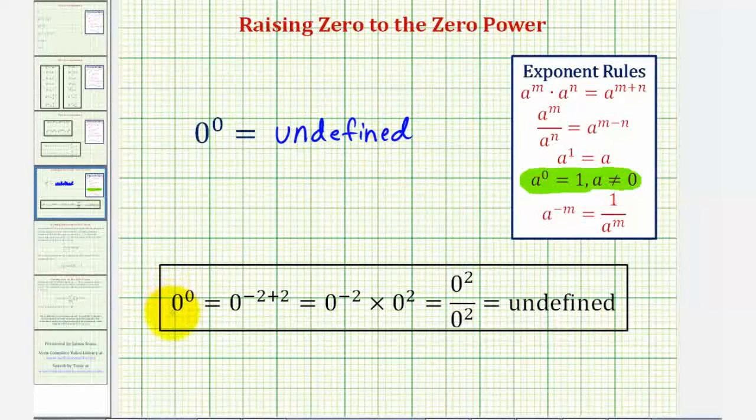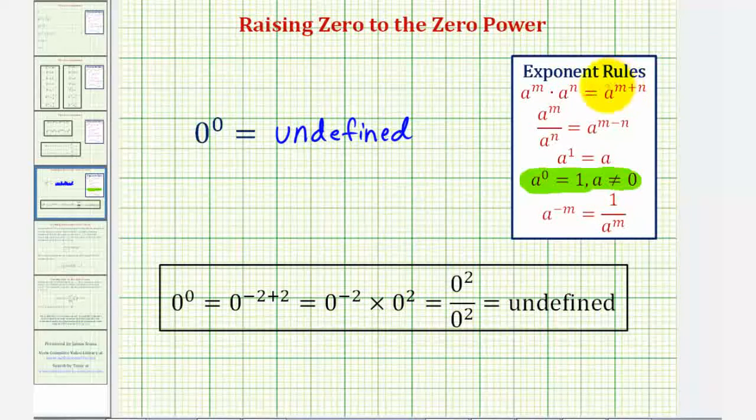Let's start by considering 0 raised to the power of 0, which we can rewrite as 0 to the power of negative 2 plus 2, since this sum is still 0. We could actually use any opposites that we wanted to. Let's just use this as an example. Now if we apply the product property of exponents seen here, since we have a sum of exponents, we can write this as a product where the bases are the same. So we can write 0 to the power of negative 2 plus 2 as 0 to the power of negative 2 times 0 to the power of positive 2.